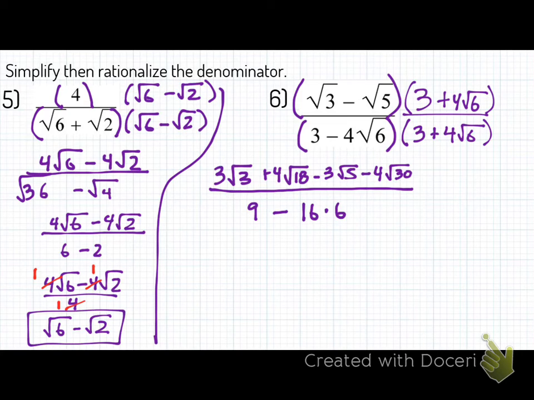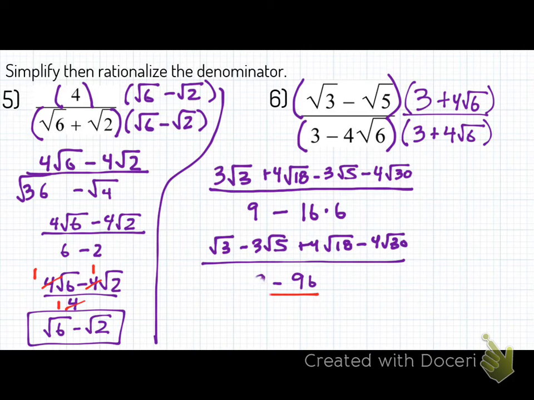Alright, numerator. I can't simplify any of these terms. I can't simplify rad 3, I can't simplify rad 18, I can't simplify rad 5, and I can't simplify rad 30. So I'm going to leave those alone, but I'll rewrite them in descending order so it looks like rad 3 minus 3 rad 5 minus 4 rad 18, or plus 4 rad 18, and then minus 4 rad 30. Okay? The denominator, we got 16 times 6 is 96, so 9 minus 96 is actually negative 87, okay? So again, I had 9 minus 96 is going to be negative 87.